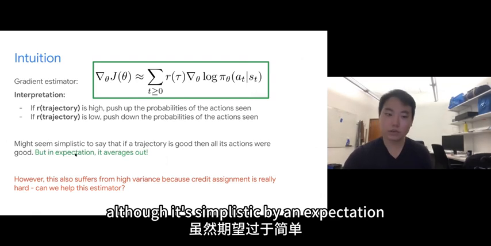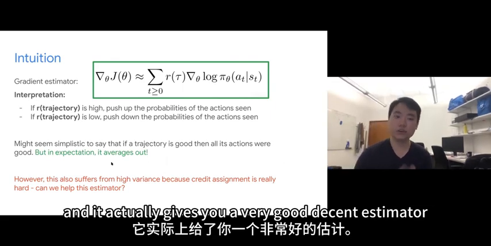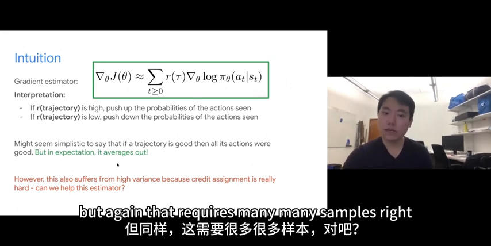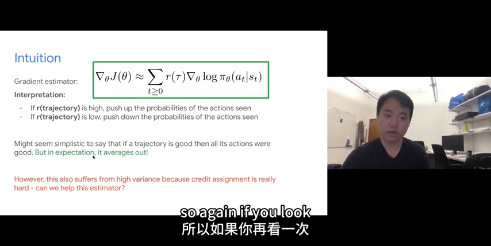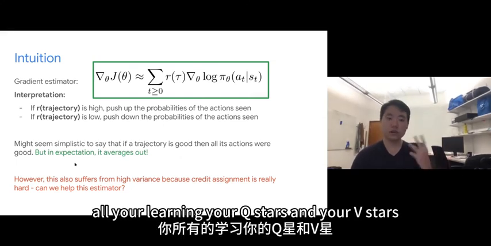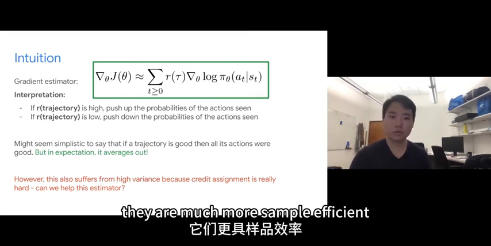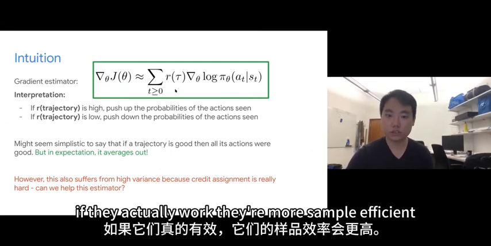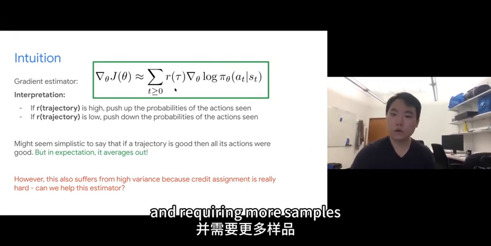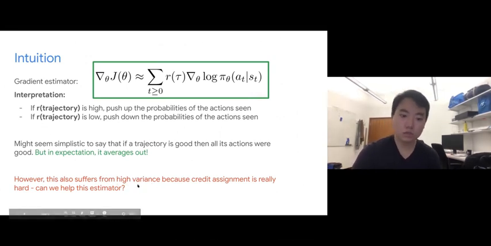Although it's simplistic, by expectation, if we do enough samples, it actually averages out and gives you a very good, decent estimator to get a good policy. But again, that requires many samples, right? So if you looked at the slide we saw previously, all your learning of Q stars and V stars and all the methods we saw on Tuesday's lecture are much more sample efficient. These policy gradients, if they actually work, are more sample inefficient and require more samples. And requiring more samples also means that if you have very few samples, you're going to suffer from high variance. So how can we actually do better?